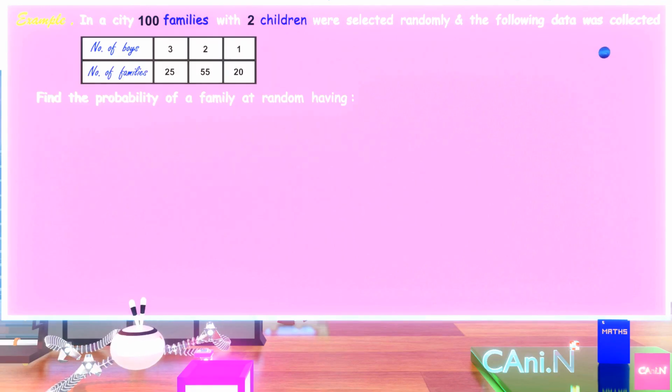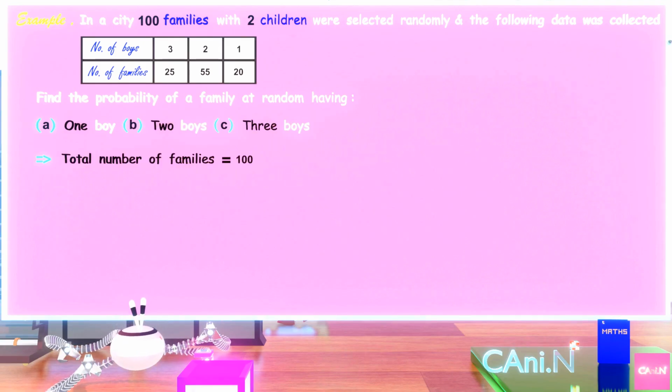Example, in a city, 100 families with 2 children were selected randomly, and the following data was collected. Find the probability of a family at random having 1 boy, 2 boys, 3 boys. Total number of families equals 100. So for 1 boy, number of families having 1 boy equals 20, here refer the data in the table.